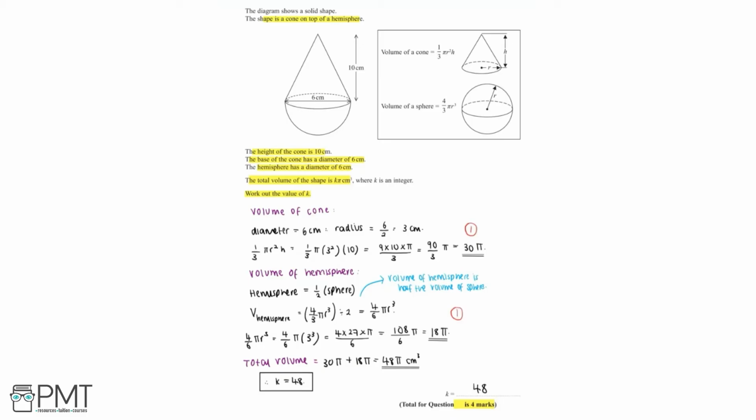Now we get the third mark for finding the total volume by adding these two values together, and so we found that the total volume would be equal to 30 pi plus 18 pi, which is 48 pi centimeters cubed. And we get the fourth and final mark for finding that k is equal to 48, and for writing this down in our answer box below. And so we've now achieved the full 4 marks needed in this question.